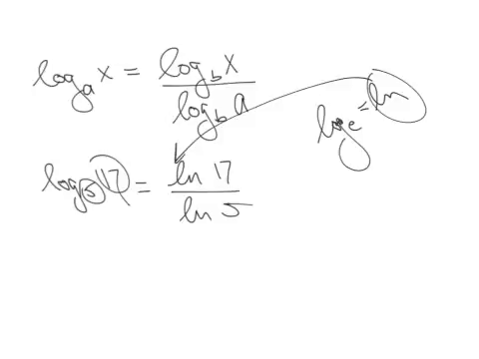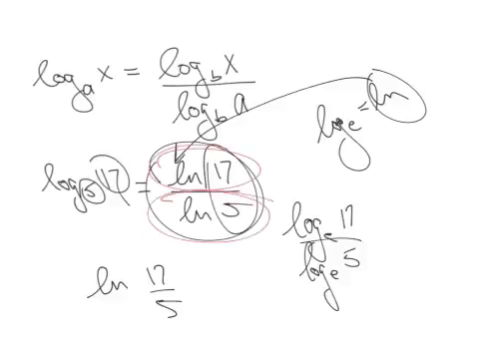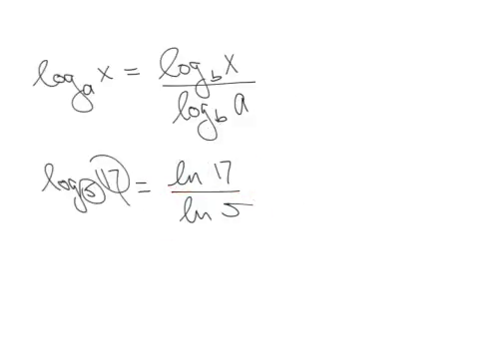I could have written it as log e of 17 over log e of 5, but I wrote it as ln instead. Alright, and then you figure out ln of 17 divided by ln of 5. This is not equal to ln of 17 over 5. So don't divide this first and then take the ln. You will get the wrong answer. You have to do ln of 17 first, ln of 5, and then divide. Just something to remember there.